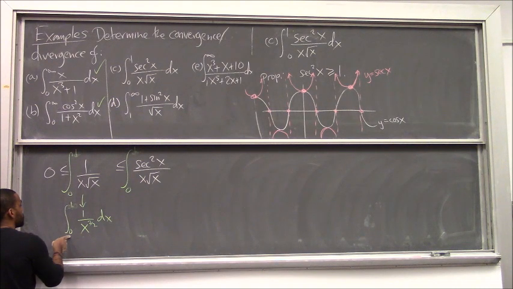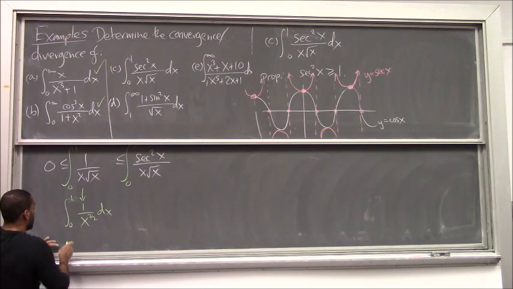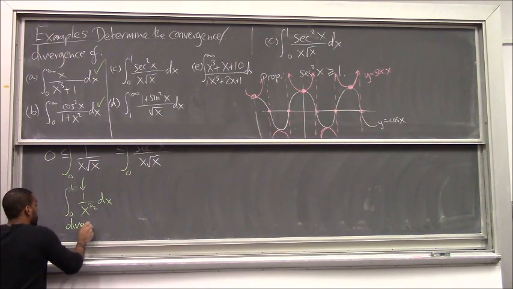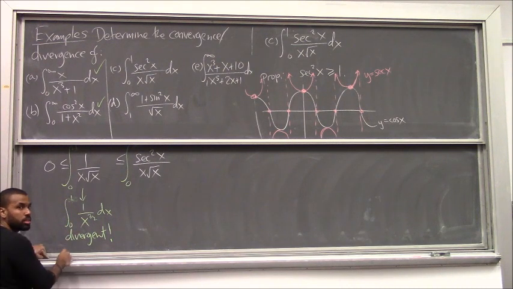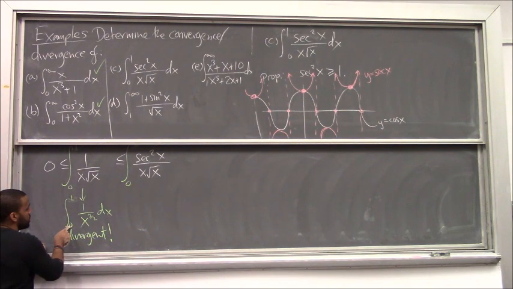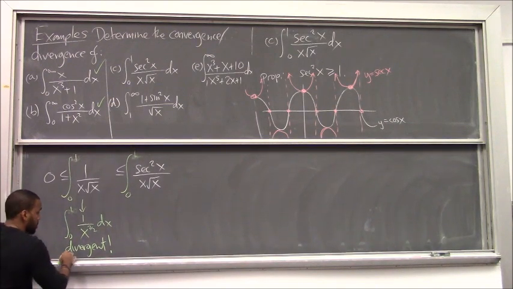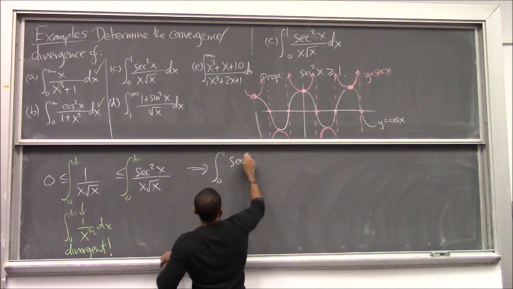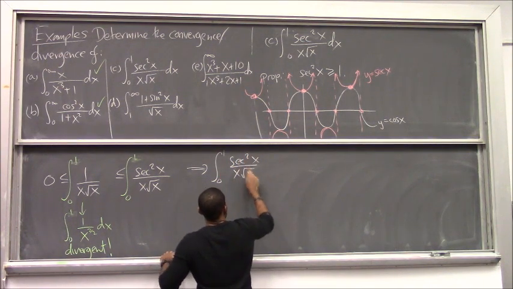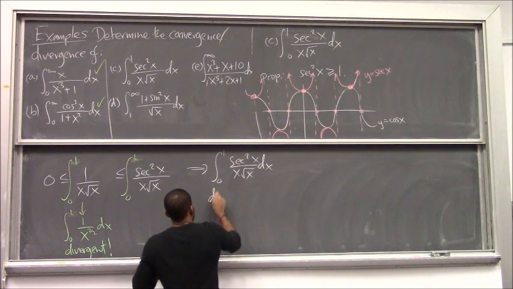No, that's divergent. That's actually divergent, right? You'll see that this is divergent. And you can do that by just directly calculating this guy. That's x to the minus 3 over 2, you add 1 to the power, divide by the new power, you'll still have x to a negative power, and then you take the limit as you're approaching 0. So that guy's divergent. So the integral that we care about diverges.